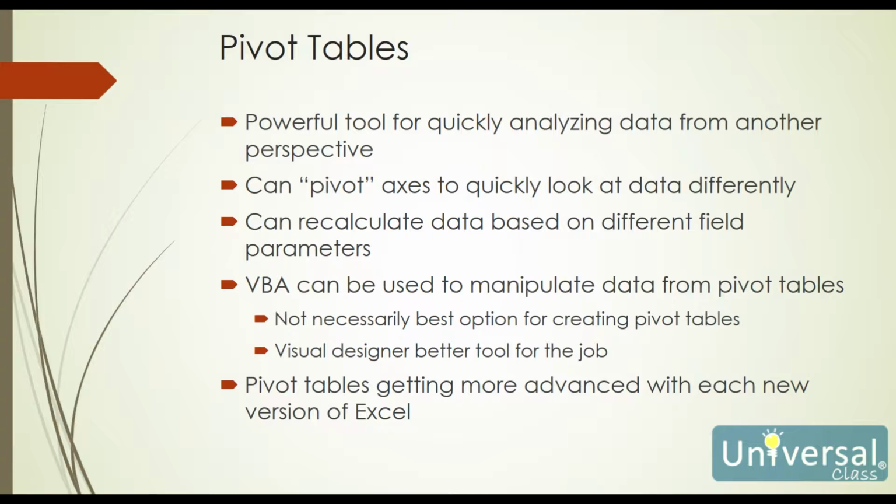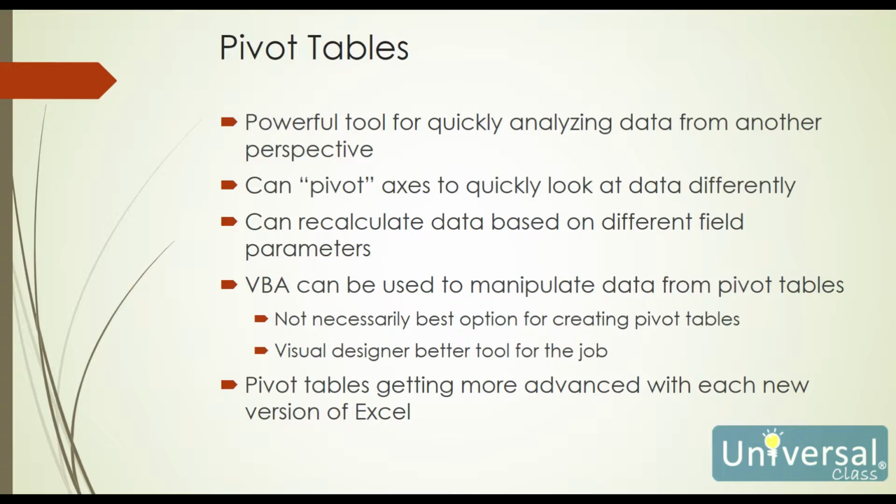All of that stuff in separate sheets can very easily be confusing to look at. And what we can do is use a pivot table to form some sort of relationship between these and then actually just simply look at it a different way. Now, the original pivot table just simply changed the X and Y axes. In the new version, we actually have the ability to filter data out, and we can recalculate data based on field parameters. We can use VBA to manipulate the data from the pivot tables.